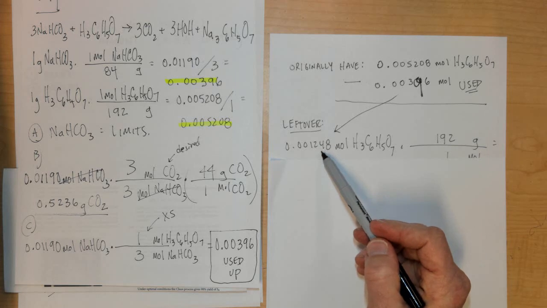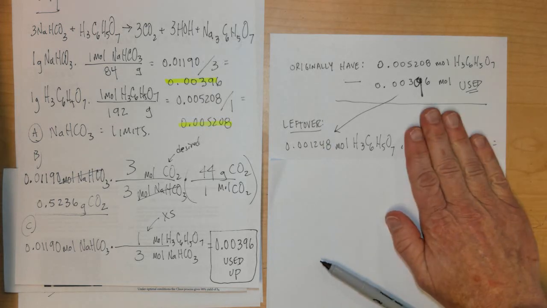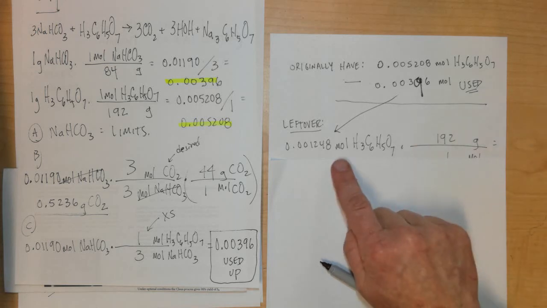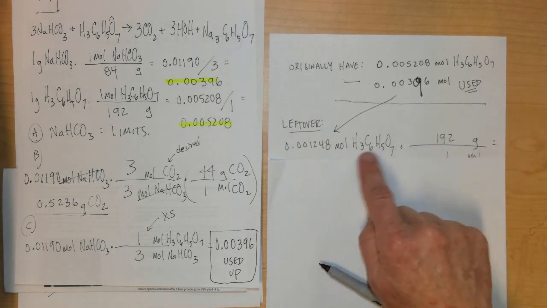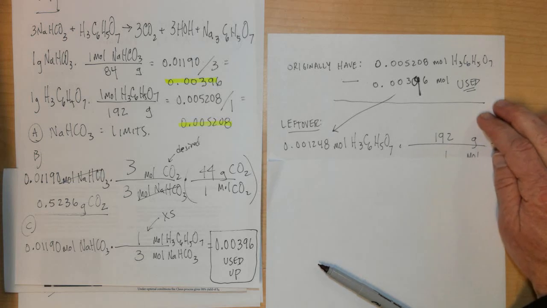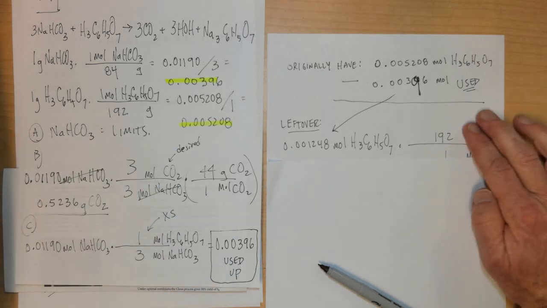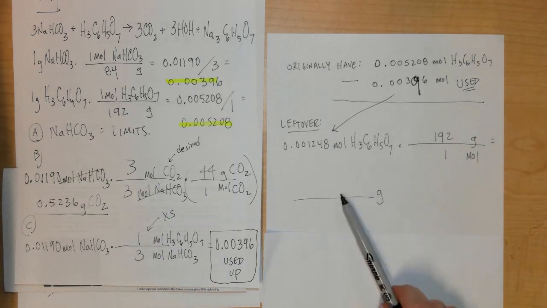Now, most questions end right there, and they just say how many moles are left over. This one's particularly mean because they want to know how many grams are left over. And so you need to convert this from moles to grams of this H3C6H5O7. There's 192 grams in a mole there, and it turns out that's how many grams you have remaining at the end of the reaction.